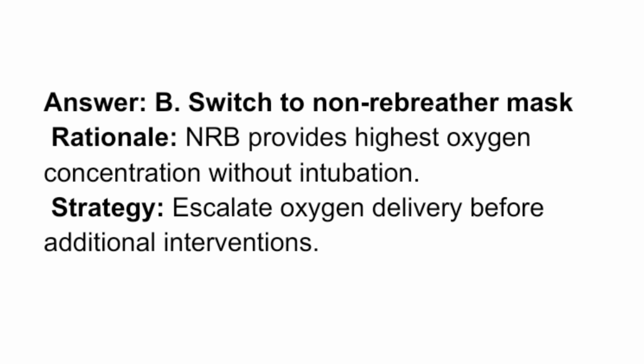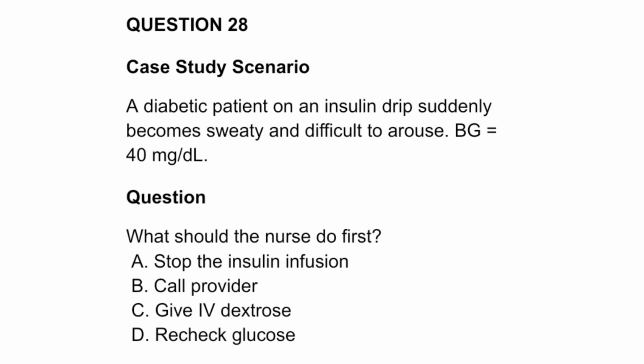Answer: B. Switch to non-rebreather mask. Rationale: NRB provides highest oxygen concentration without intubation. Strategy: escalate oxygen delivery before additional interventions. Question 28. Case study scenario. A diabetic patient on an insulin drip suddenly becomes sweaty and difficult to arouse. BG equals 40 milligrams per deciliter.